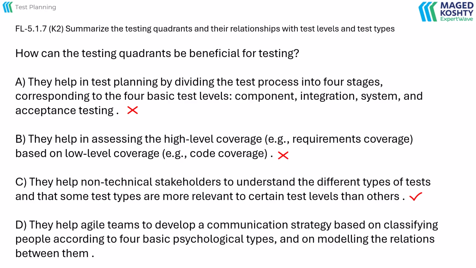D. They help agile teams to develop a communication strategy based on classifying people according to 4 basic psychological types and on modeling the relations between them. Incorrect. Yes, the testing quadrants can help teams better understand each other's contributions to the overall quality of the software. However, the testing quadrants are not a psychological model and don't help develop communication strategies.